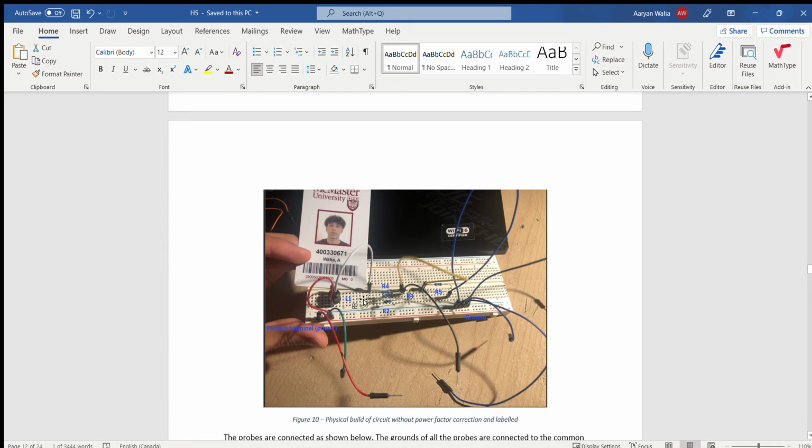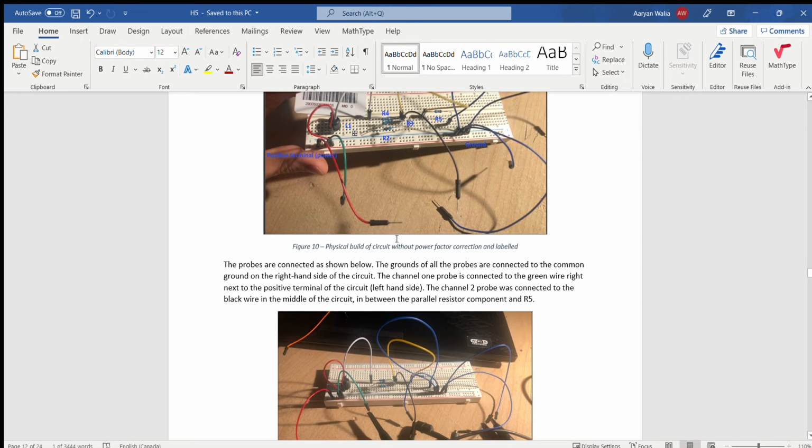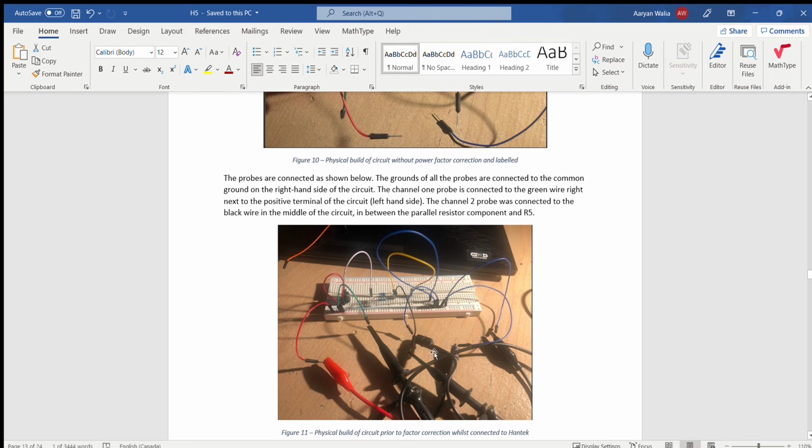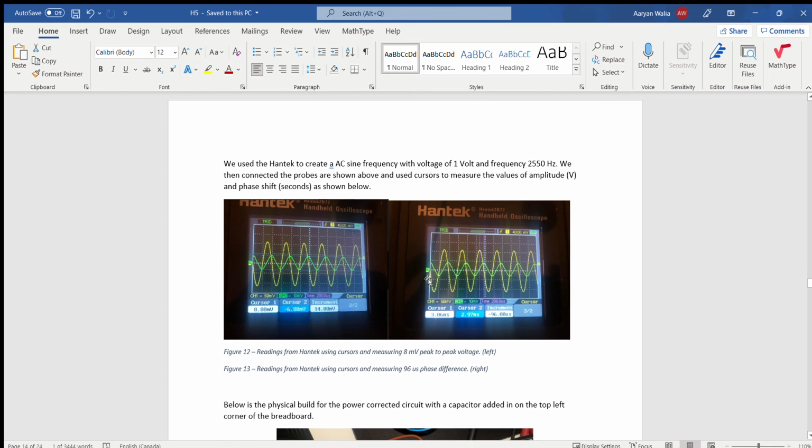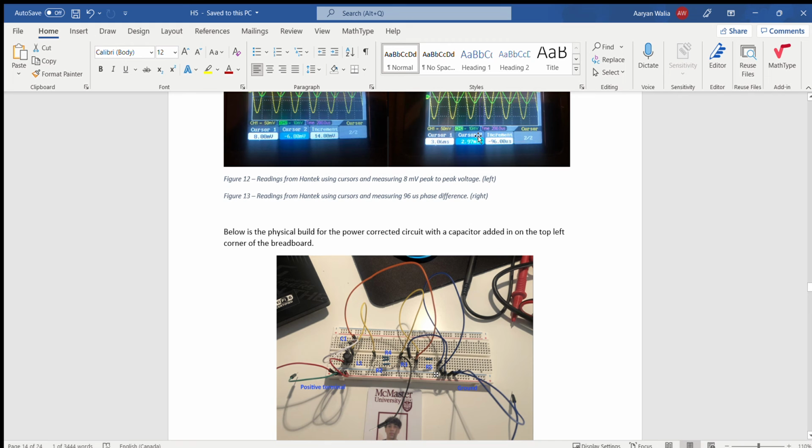We did the same thing in our physical build as we did in Multisim. So this is our physical build, this is the positive terminal, this is the ground. It just basically goes from left to right, the same way as the circuit was built in Multisim. And we hooked up the grounds over here, the same way as we did in the Multisim solution. This is the waveform generator from the Handtech, and we're getting similar graphs and similar values. And we use the same calculations as we did in Multisim for this.